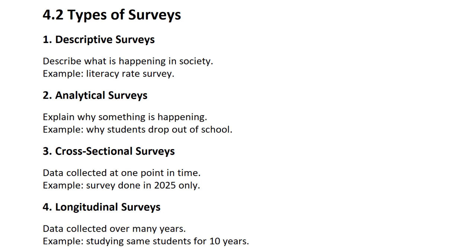Now let us look at the types of surveys. One is descriptive survey. It describes what is happening in society. Example, literacy rate survey. Then we have analytical surveys. This type of survey explains why something is happening. Example, why students drop out of school.